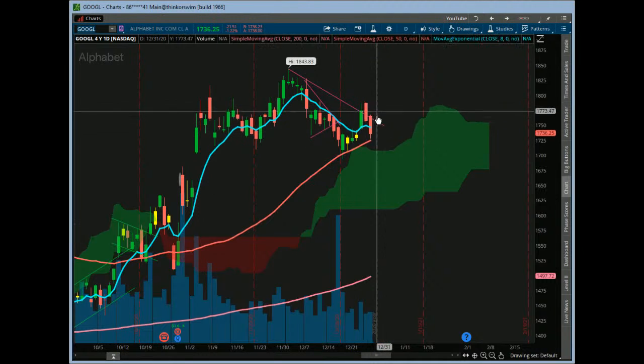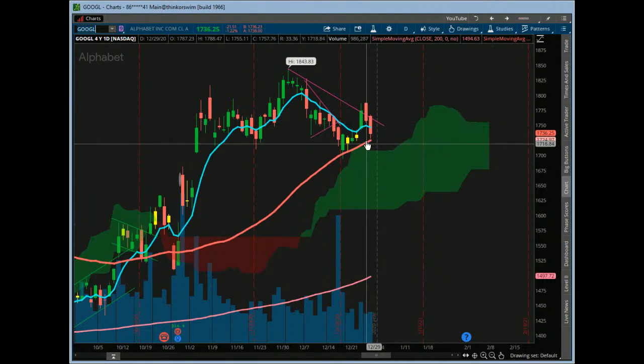And then Google, let's take a look. Google, another fall through here. It also had dark cloud cover yesterday. That got some downside follow through, but it held the 50-day a little bit there. So good stuff on that.